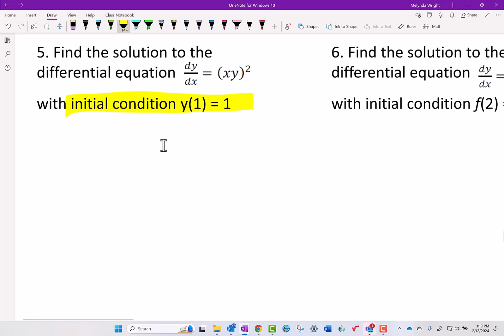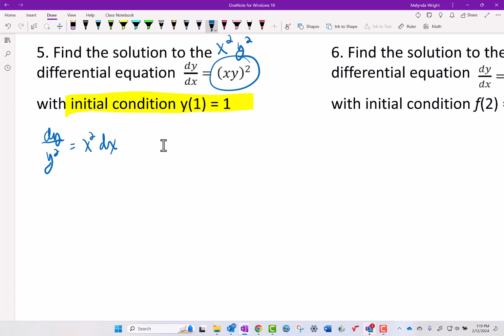All right, so the first thing that I would want to do is I would want to change this to be x squared y squared. And I'm just going to write a note up here. I'm not going to actually rewrite it. This is just x squared y squared. Okay, otherwise we're not going to be able to separate it. So let's separate it. So we've got dy over y squared equals x squared dx. Step 1, separate.